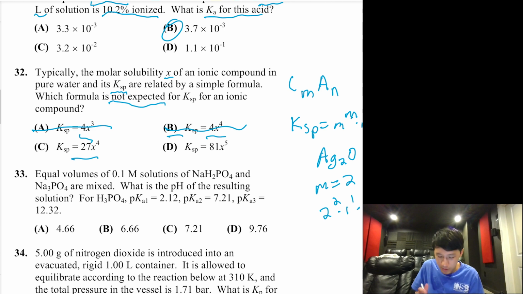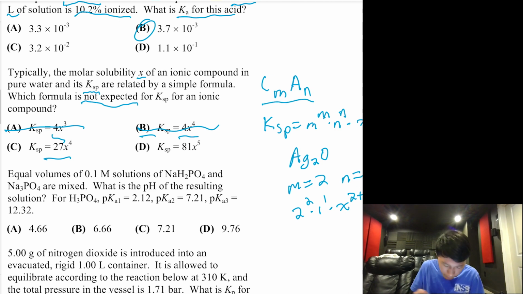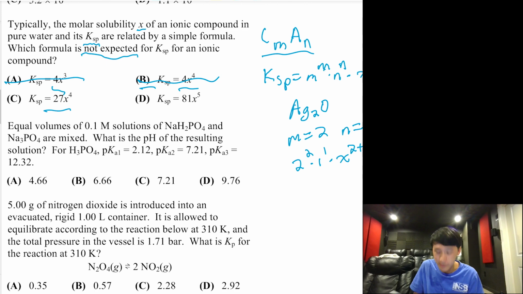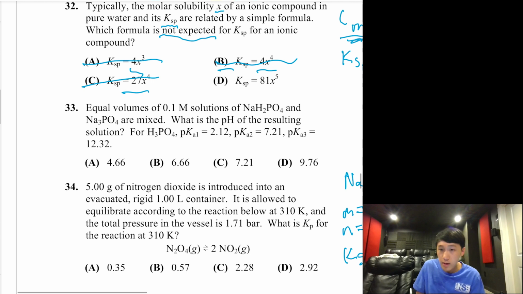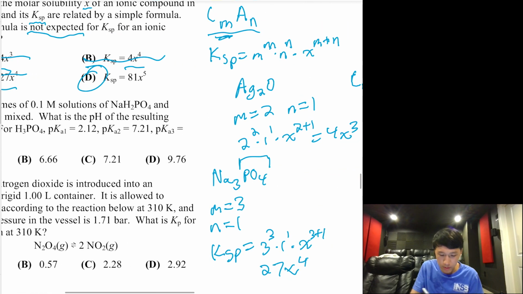C is also another common one that follows this form. This happens with something such as sodium phosphate, Na3PO4. In this case, from our expression, M equals 3 and N equals 1, because the phosphate is just one of them. So if we plug into our Ksp, we have Ksp equals 3 to the 3 times 1 to the 1 times x to the 3 plus 1. And this is obviously 27x to the 4th. So this is possible. And that leaves us with D, which is not possible.